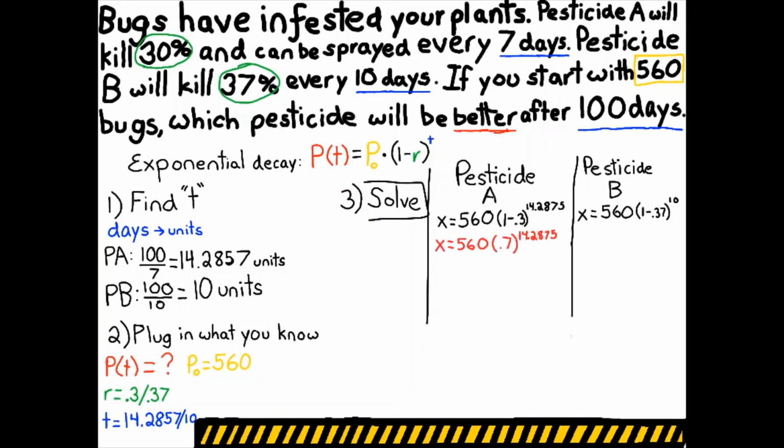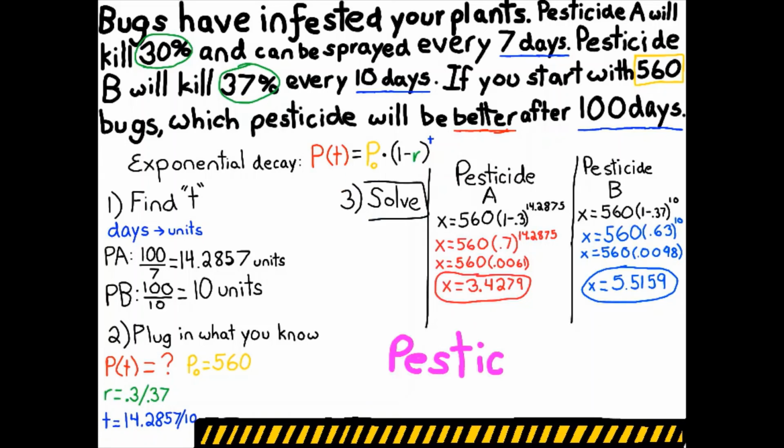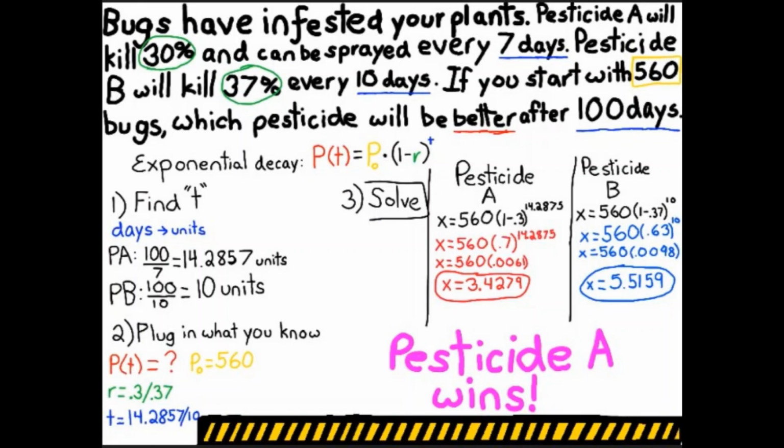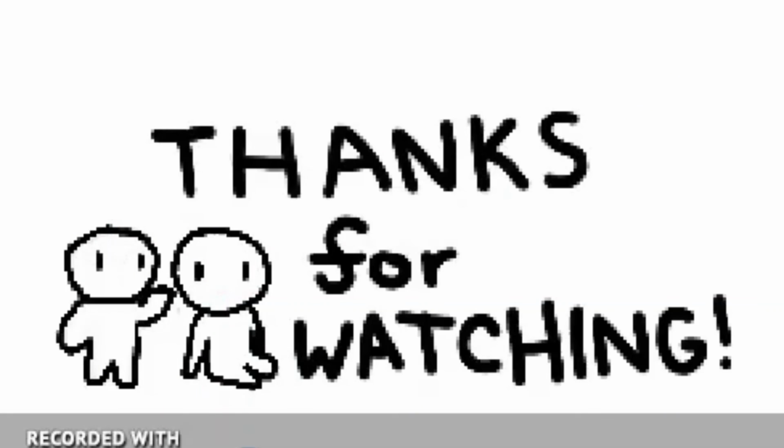We end up with 2 equations to solve that look like this. Using basic PEMDAS and algebra, we come up with pesticide A leaving us with 3.4279 bugs at the end of 100 days. Pesticide B leaves us with 5.5159 bugs, which is a vast difference. Clearly, pesticide A wins.